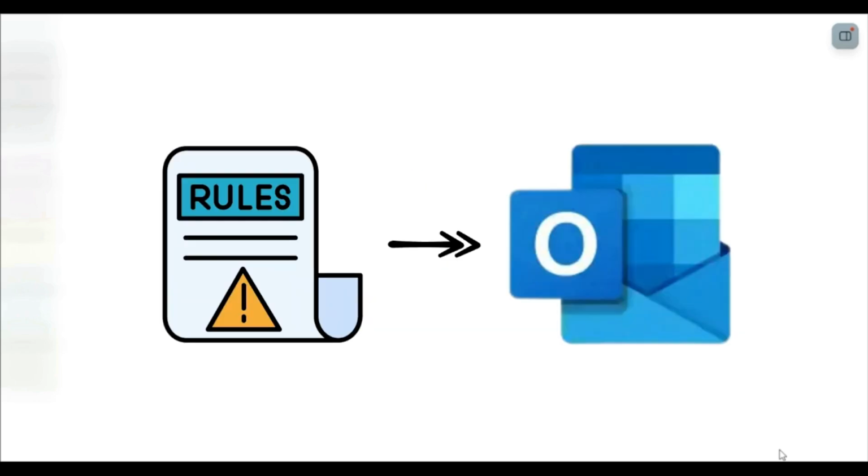In today's video, I'll show you the step-by-step process of how to create rules in classic Outlook and automatically move old emails into a separate folder. This is very useful if your inbox is full of old emails and you want Outlook to organize everything automatically.